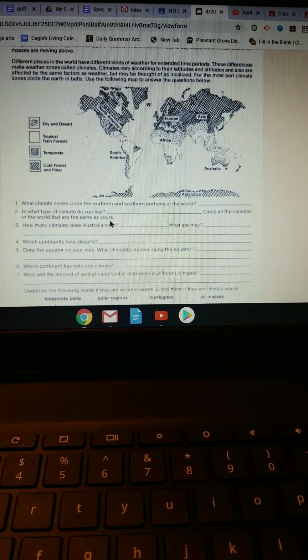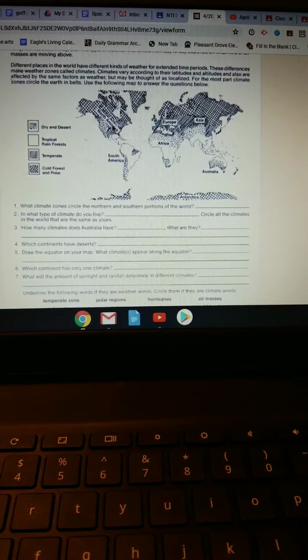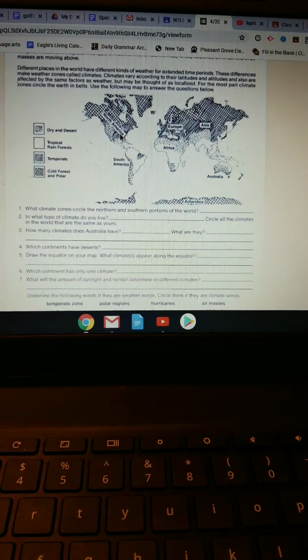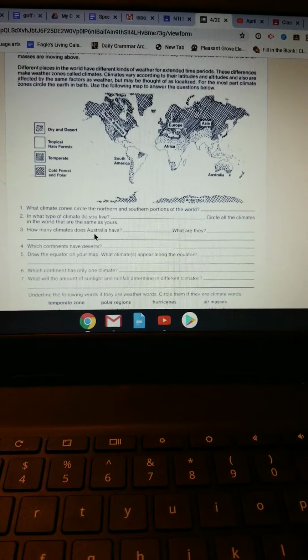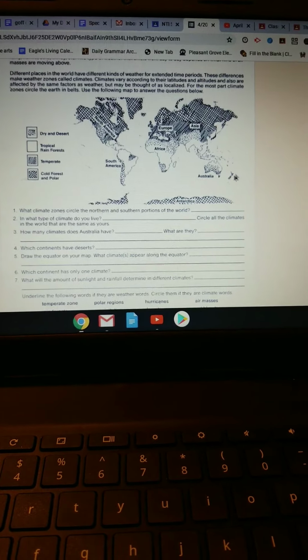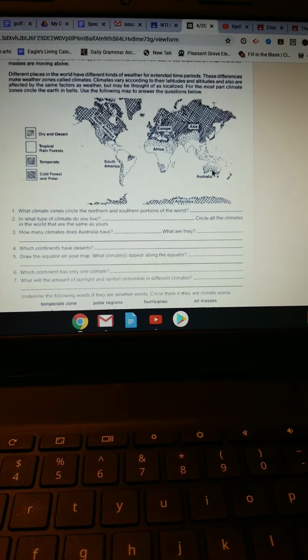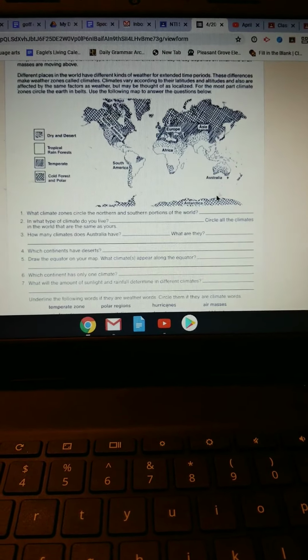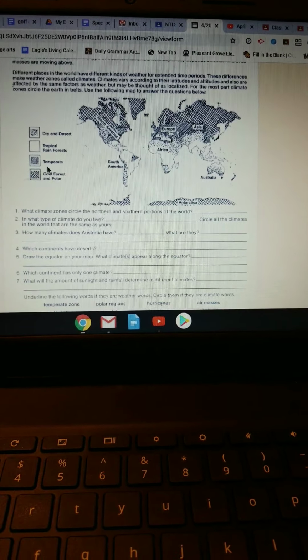All right. In what type of climate do you live? We live right here. All right, circle all the climates in the world that are the same as yours. So where else, right here, these lines, where else do you see that temperate climate? You're just going to list those areas, okay? How many climates does Australia have? Australia is over here. How many different climates do you see? I see where it's clear, the clear box. I see where there's some dots right there, and I see some lines. So how many climates is that? What are they? And again, we just pointed to what they were. You're just going to list what they are, okay?